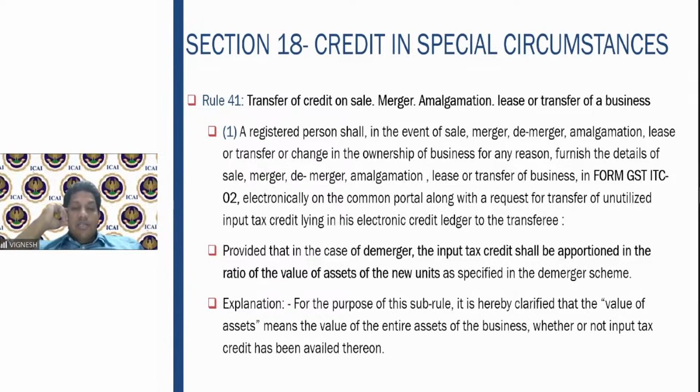In case of demerger, the input tax credit shall be apportioned in the ratio of the value of the assets of the new units as specified in the demerger scheme. What does the demerger do? The demerger splits one entity into multiple entities. So multiple entities have their own assets. So this one entity's input tax credit in case of demerger has to be split among the multiple entities in proportion to the value of the assets owned by them. Okay, so value of the assets means value of the entire assets, whether or not the input tax credit has been claimed on them. So in this particular situation, when you are calculating the percentage for the demerger, you have to take the entire assets into consideration.